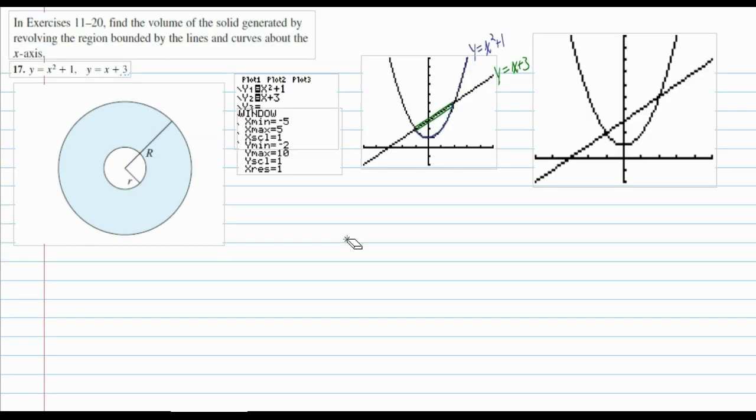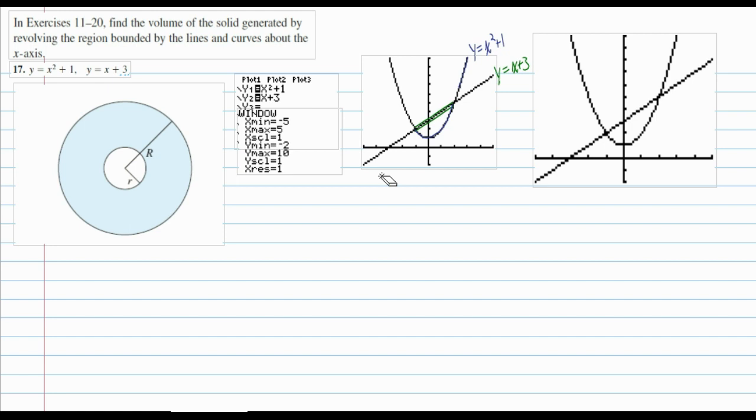Now try problem number 17. It says find the volume of the solid generated by revolving the region bounded by the lines and curves about the x-axis. So 17 is y equals x squared plus 1 and y equals x plus 3. I graphed those in my calculator, and then the question is, how do I know what that's going to look like once it's revolved? Well, it's up to me to draw that picture.